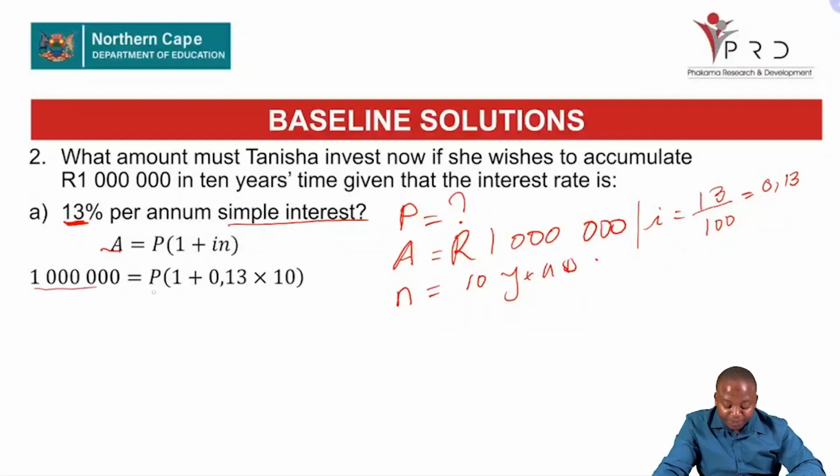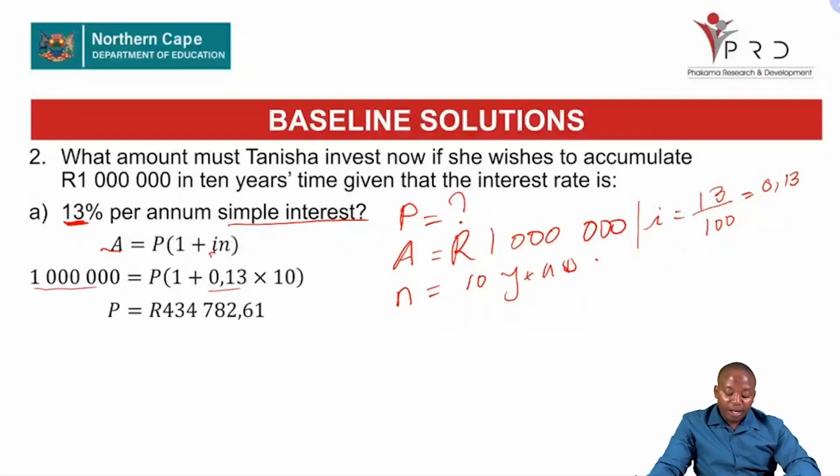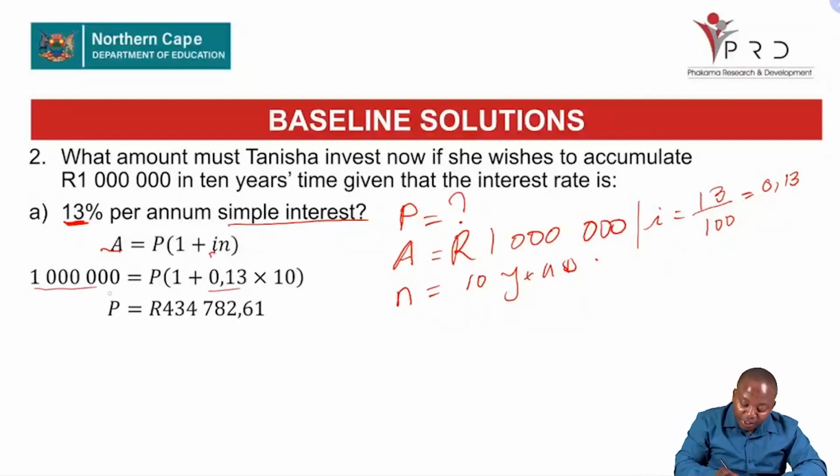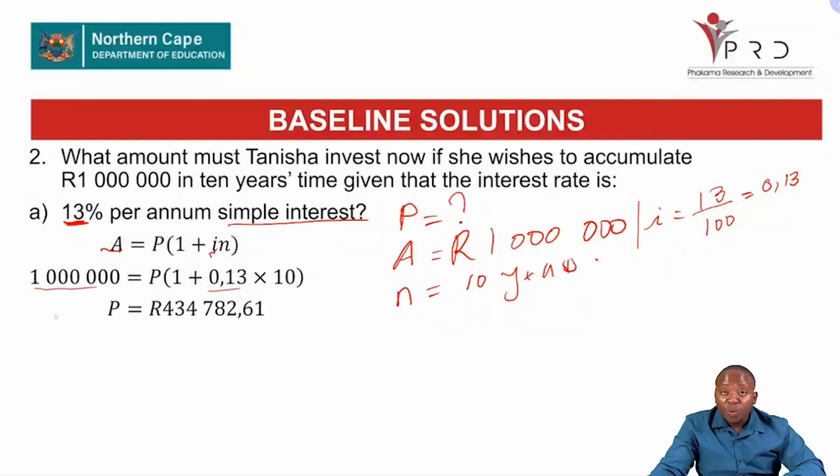A equals P into brackets 1 plus 0.13. So the 0.13 was our I there. So our I was 0.13 multiplied by n, which is the period of 10 years. Then we solve for P in that situation. How do we solve for P? The simpler way to do it is to take everything in that bracket and divide by it for both sides, then we have P.